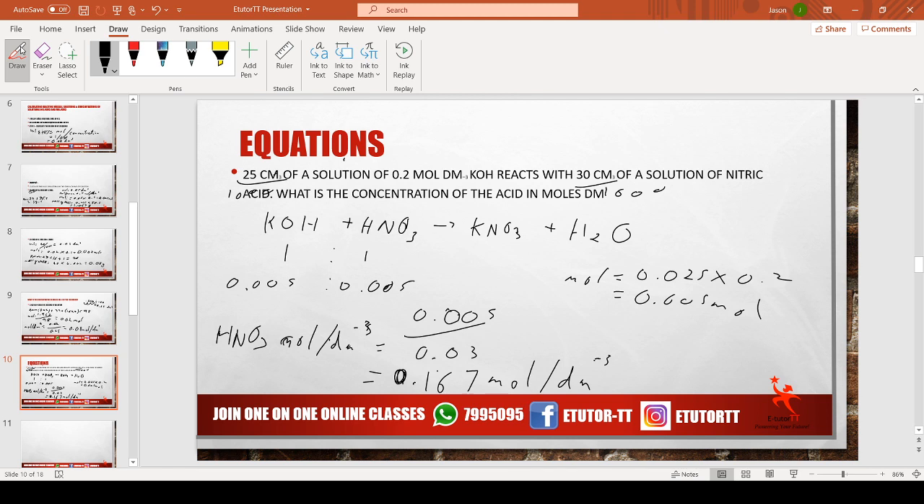That takes care of this question. So you have 0.167 moles per dm cube of nitric acid reacting with, no, you have the concentration of the acid is 0.167 moles per dm cube. Right, so that gives us the answer, how to calculate the concentration given a situation.